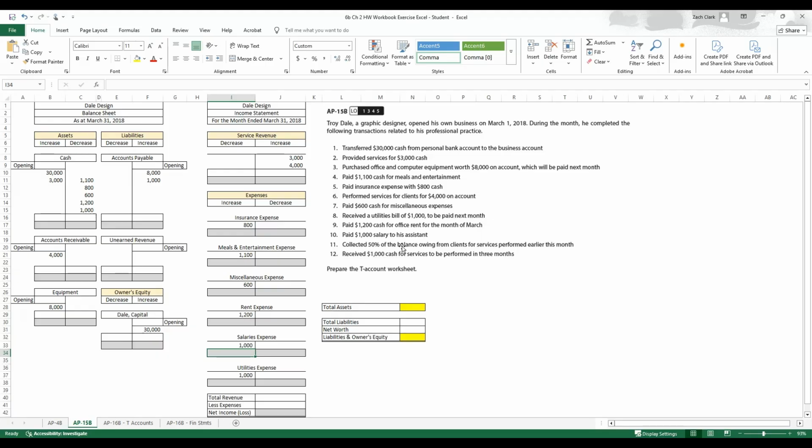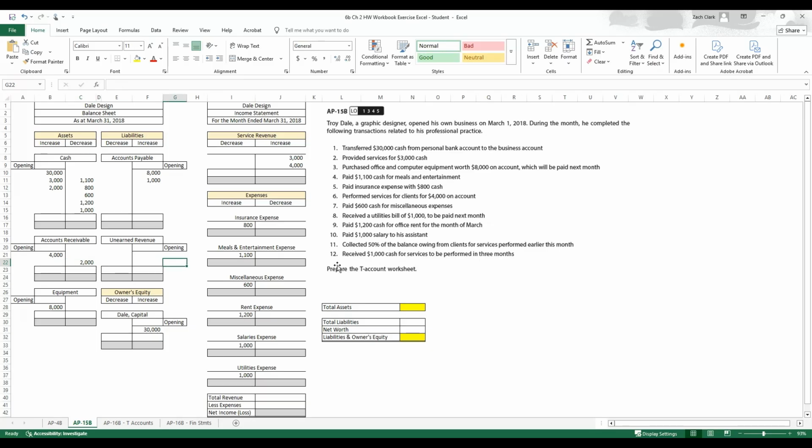Okay, then we collected 50% of the balance owed from clients for services provided earlier this month. So you can see that the client owes us $4,000, right? And we collected 50% of that balance, so they paid us half of this receivable. So we can reduce that receivable by half, 2,000, and we can increase cash by 2,000 to reflect the fact that they paid us half of the amount that we were going to receive.